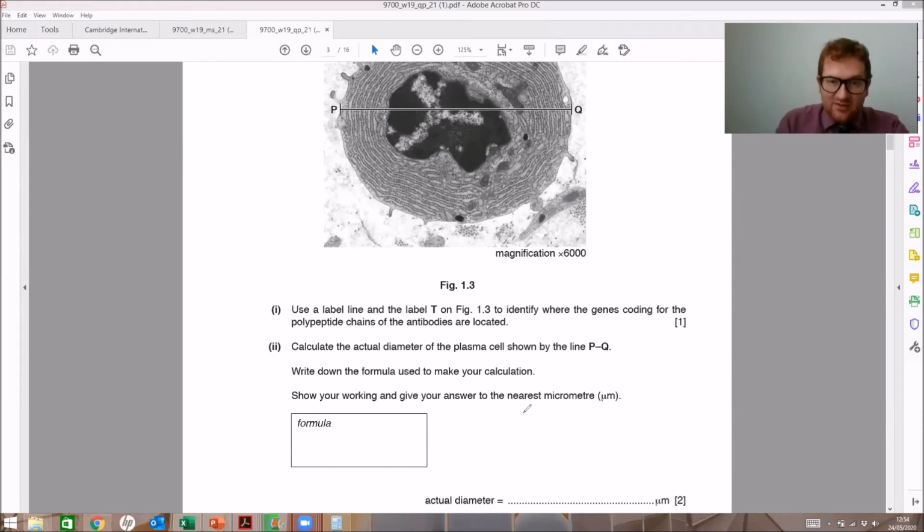Question part 2i. Calculate the actual diameter of the plasma cell shown in the line P to Q. Okay, write down the formula used to make your calculation. Show your working and give your answer to the nearest micrometer. Okay, now it clearly gives you an instruction.